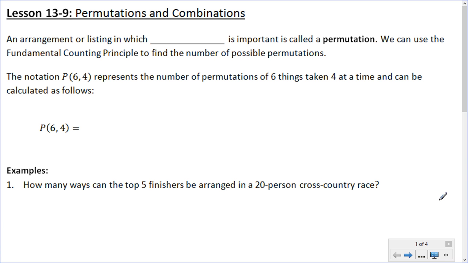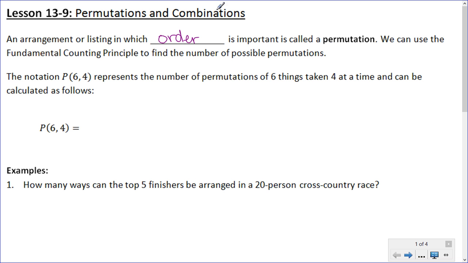This is lesson 13.9, permutations and combinations. An arrangement or listing in which order is important is called a permutation. We can use the fundamental counting principle to find the number of possible permutations.